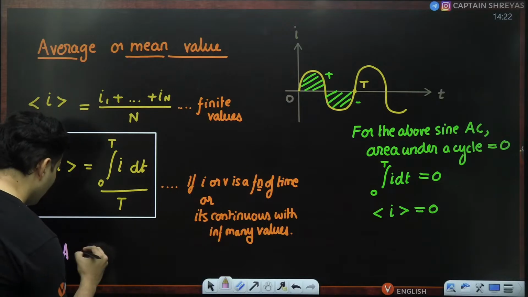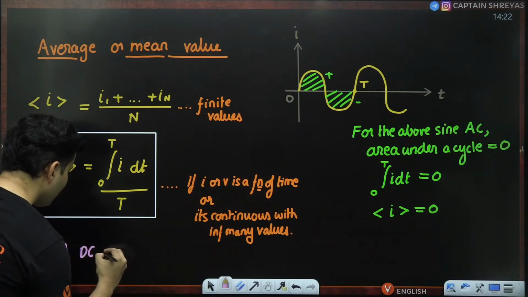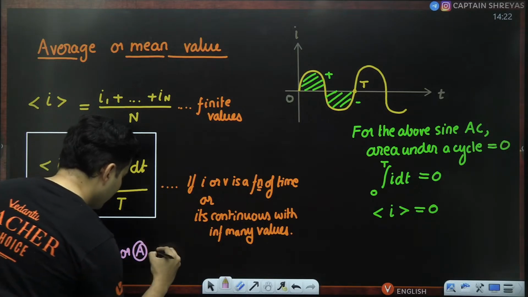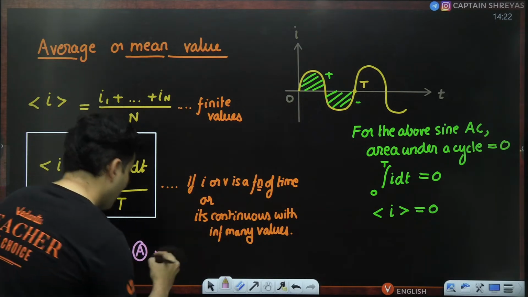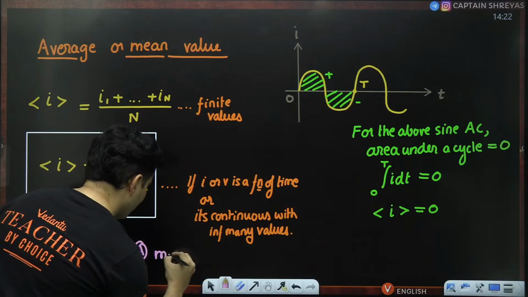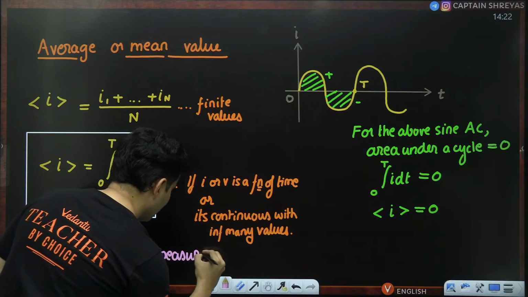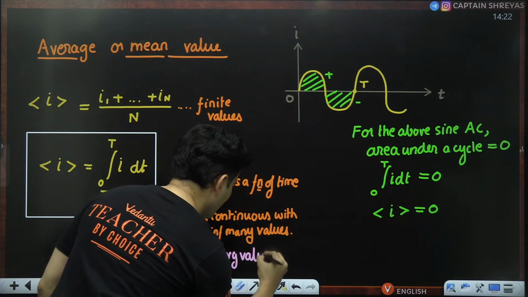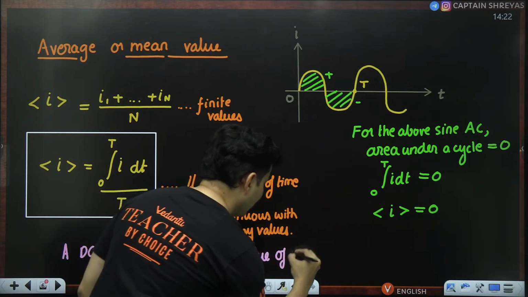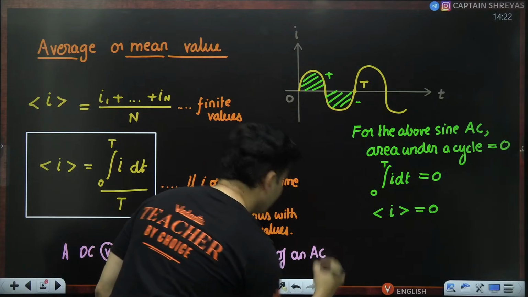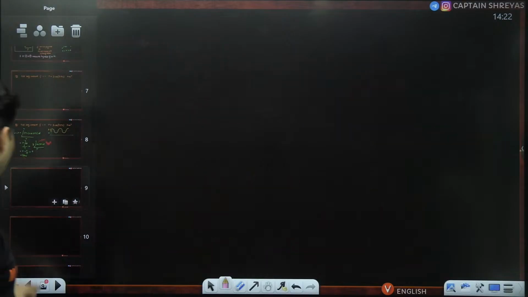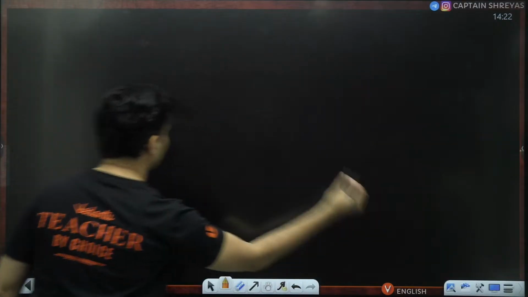A DC voltmeter or ammeter measures the average value of an AC. This is very, very crucial. What do I mean by that? Let me give you an example for this.